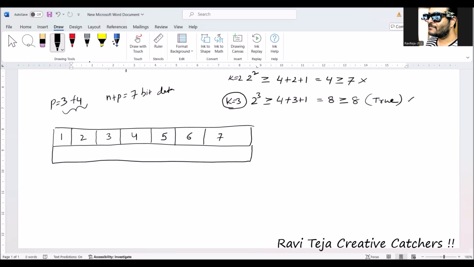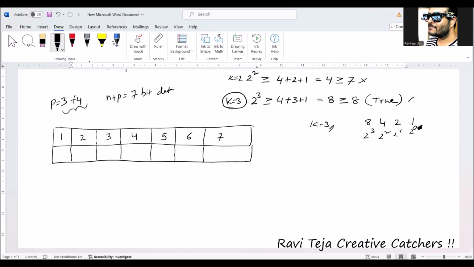Let's write the bits. How many parity bits do we need to consider? As the k equal to 3 condition is satisfied, we need to consider 3 parity bits. Generally we have the 8, 4, 2, 1 code, right? The parity bits we require are only 3. So we need to consider 2 power 0, 2 power 1, 2 power 2, 2 power 3.